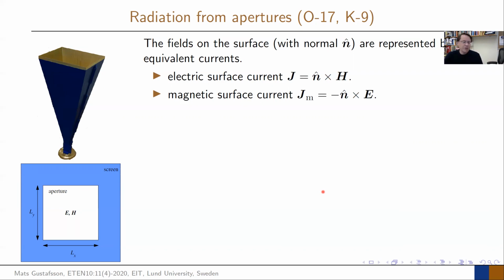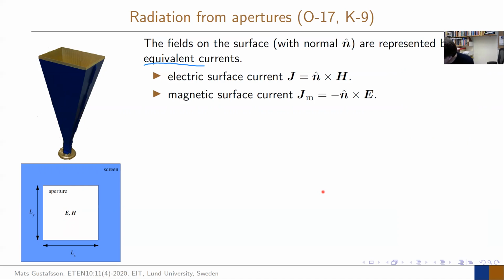And we do the same thing with apertures. With apertures, we just add that both the electric current and magnetic currents exist at the same time. And in this case, we have what's called equivalent currents, similar to what you had in the patch. Because in the aperture, there is no metal. There are no charges flowing back and forth. But there is an electric field, there is a magnetic field.